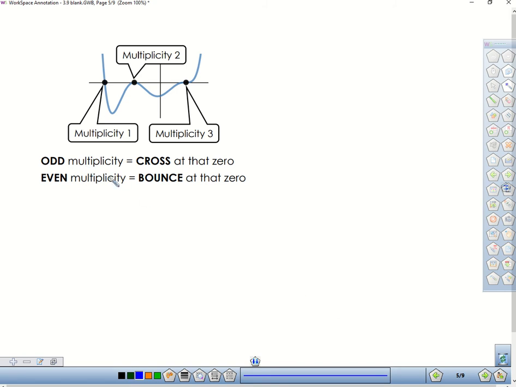So anytime your multiplicity is odd, that means the function crosses your x-axis at that point. And if we have an even multiplicity, it touches it, but it doesn't actually cross it. It actually bounces on it. That's a really important concept today because you have to be able to understand what the graph is telling you and sometimes sketch your own graph.